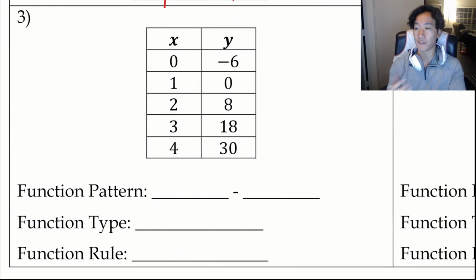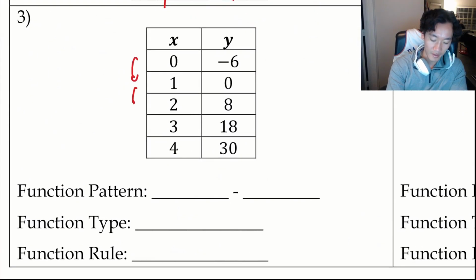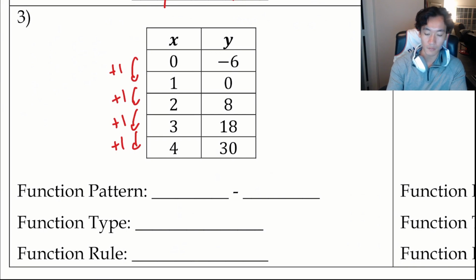Again, same thing. Let's find the first differences. And it seems like the x values I already have a pattern on the first difference. I'm just adding 1 each time. And then I'll calculate the differences for the y values. So let's do the first difference here. That's plus 6, then plus 8, then plus 10, then plus 12.